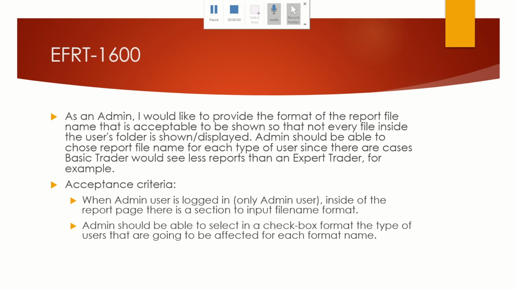The acceptance criteria for this user story is: when admin user is logged in, and only admin user, inside of the report page, there is a section to input file name format. Admin should be able to select in a checkbox format the type of user that is going to be affected for each format name. Additionally, with the product owner, we talked about an additional acceptance criteria in which we have to make sure that only the file formats that are saved on the database for certain users are the ones that are going to be shown.